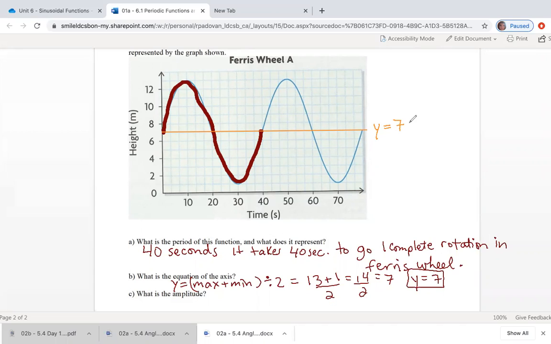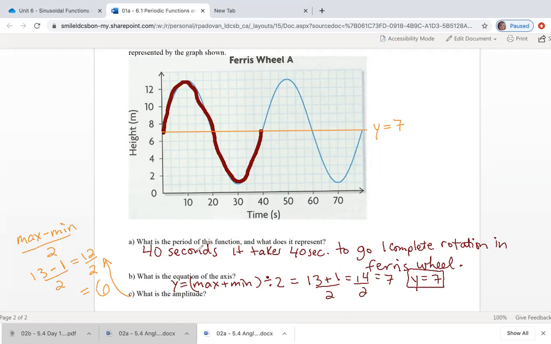I'm just going to do that answer over here so I don't have to clear the screen. The amplitude this time is the maximum minus the minimum divided by 2. So the maximum value is 13, the minimum value is 1, divide by 2. 12 divided by 2 is equal to 6. So the amplitude is 6, right?